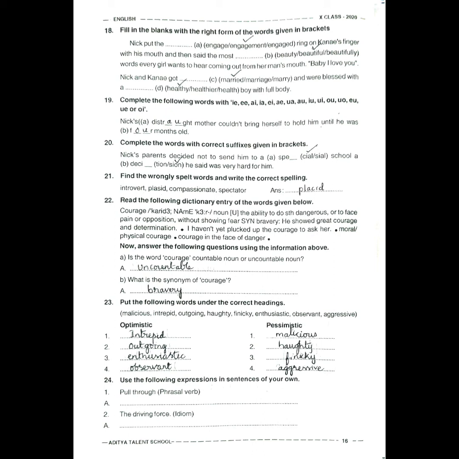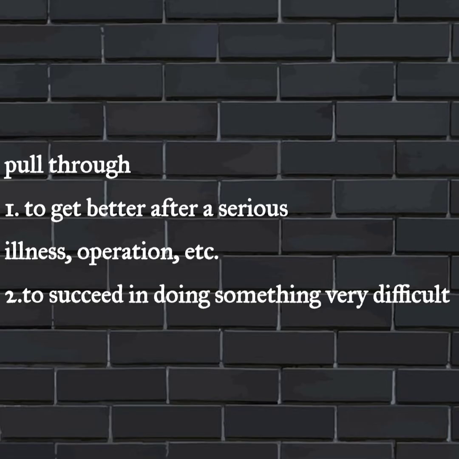24th one. Use the following expressions in sentences of your own. And over here, we were given a phrasal verb, and the second one is an idiom. So we need to understand the meaning of the following first, and then we will try to use them in our sentences of our own. First one is pull through, phrasal verb. And there are two meanings for pull through. First one is to get better after a serious illness or operation. And the second one is to succeed in doing something very difficult.